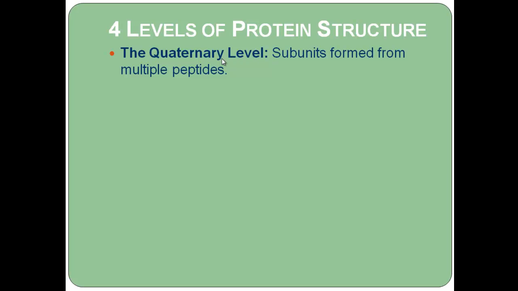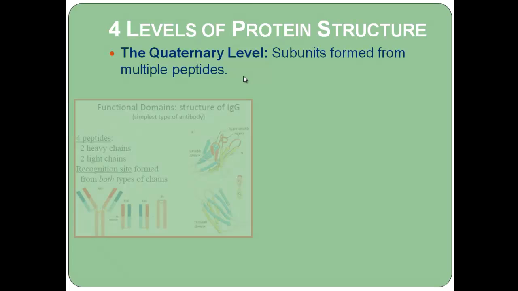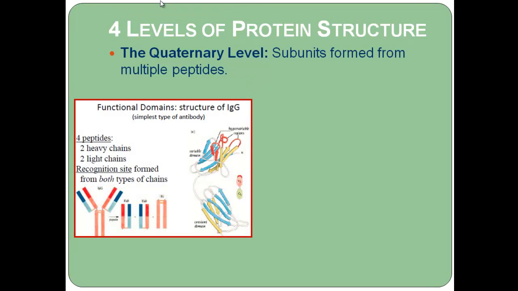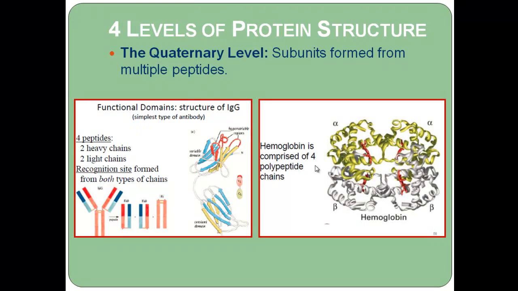Alright, so we've discussed 3 levels of protein structure. The final level of protein structure, known as the quaternary level of protein structure, is formed by a combination of multiple peptides. 2 common examples of quaternary structures are antibodies. These consist of 4 peptides, 2 heavy chains and 2 light chains. And we have hemoglobin, which is comprised of 4 polypeptide chains, 2 alpha peptide chains and 2 beta peptide chains.